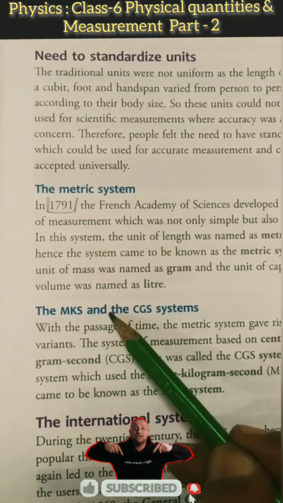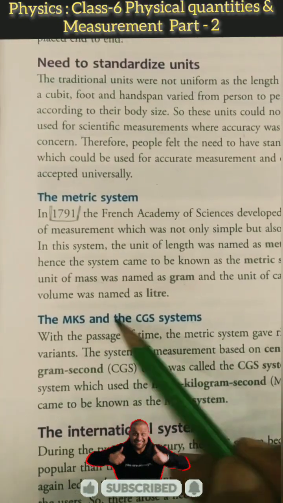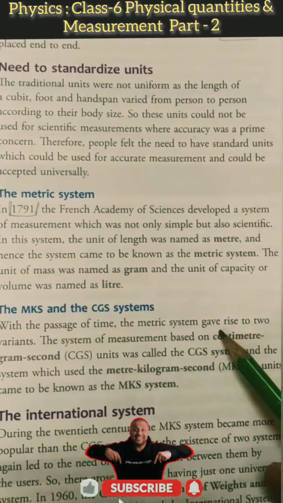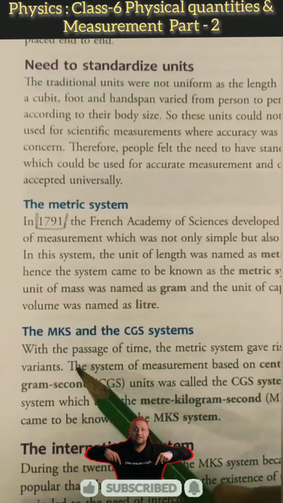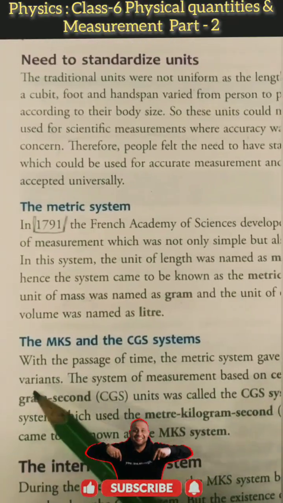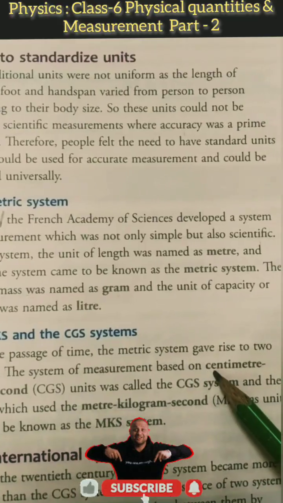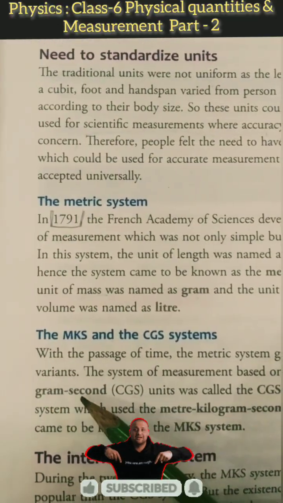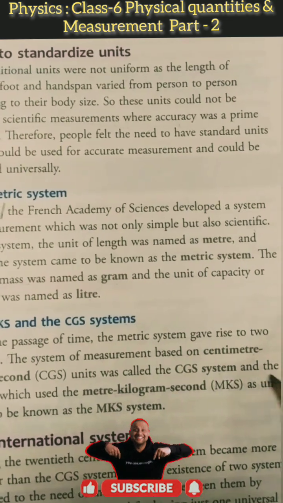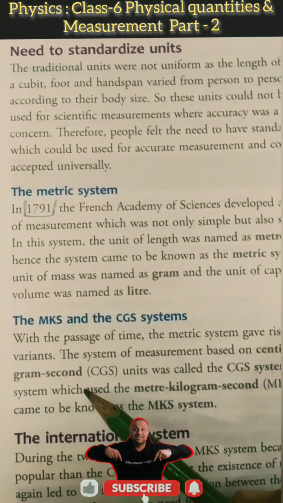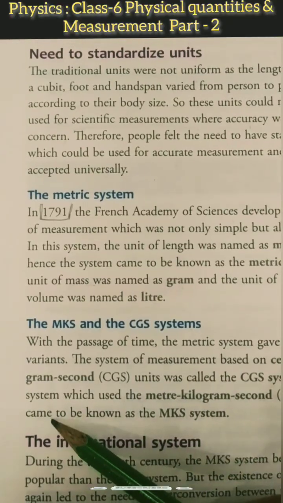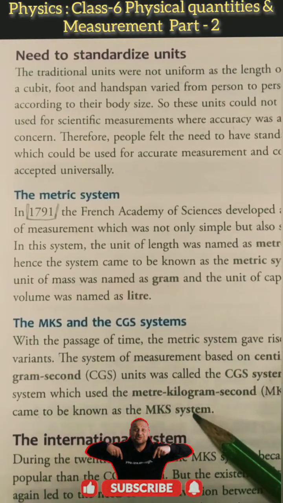The MKS and the CGS system. With the passage of time, the metric system gave rise to two variants: the system of measurement based on centimeter, gram, second, in short CGS, units is called the CGS system, and the system which used the metric kilogram, second, MKS, as units came to be known as the MKS system.